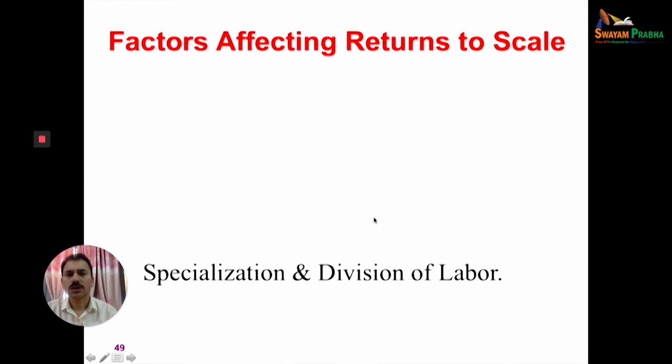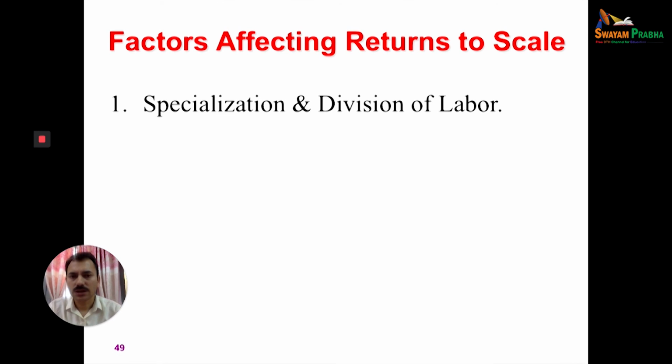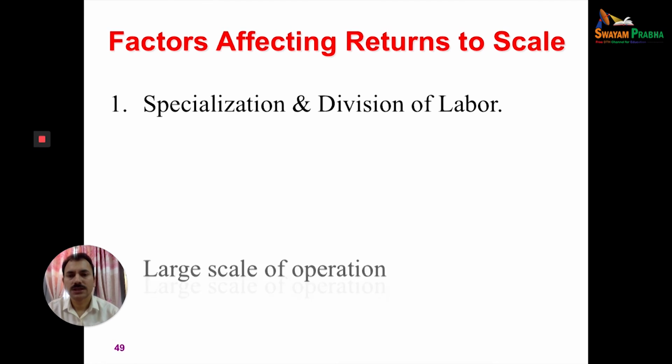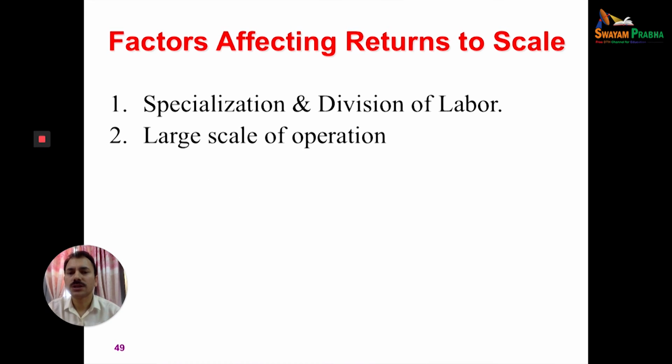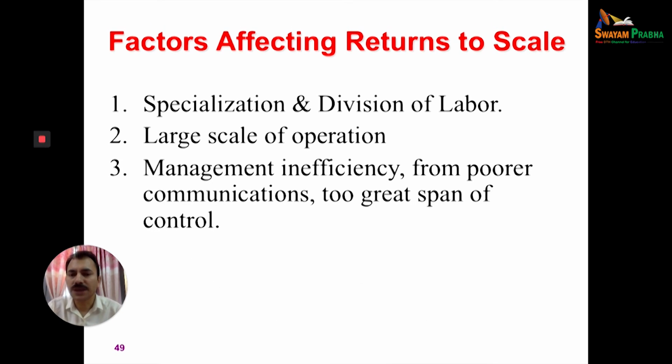So this will be affected due to, first, specialization and division of labor. Second, large scale of operations, due to large scale of operation. And third, the management efficiency from poor communications or maybe too great a span of control will affect the returns to scale.